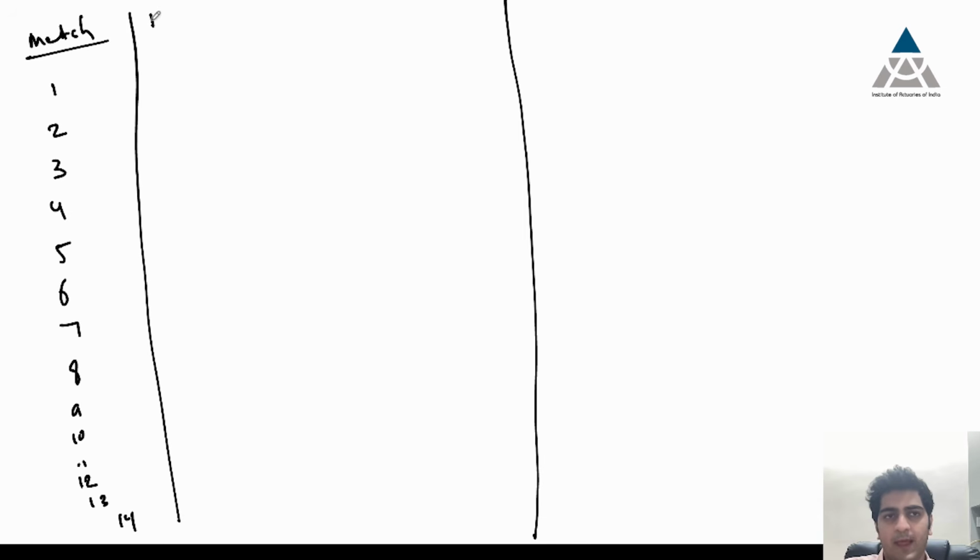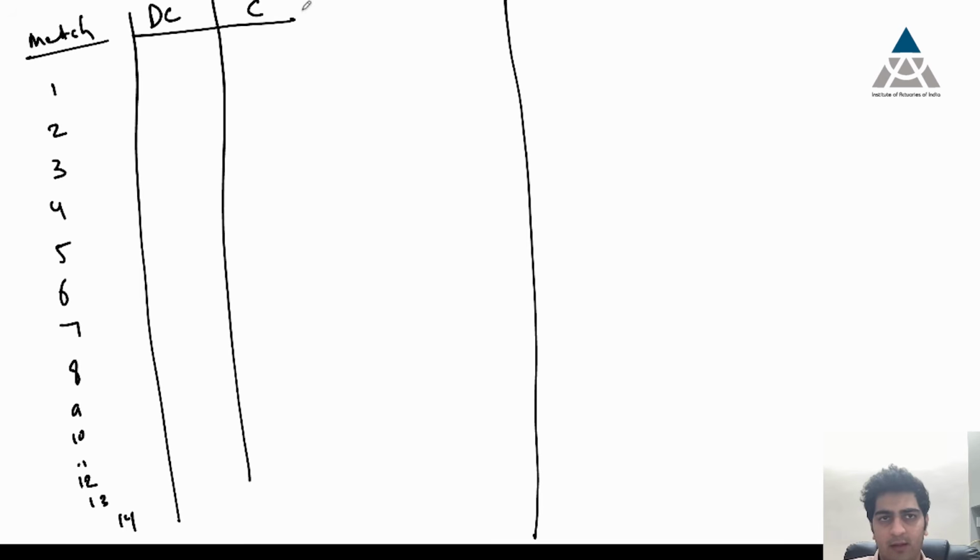So match. Now we'll see whether the defending champion won it or the challenger won it. We'll give the points accordingly, and it will be very helpful, as you will see in the further questions as well, that we need the cumulative points too. So cumulative points for the defending champion here, and here you will see the challenger's cumulative points.